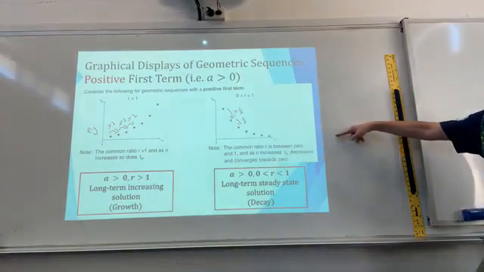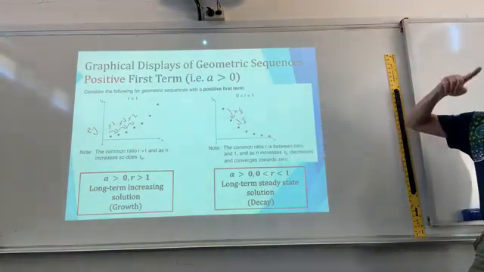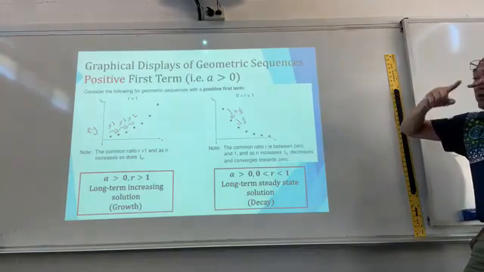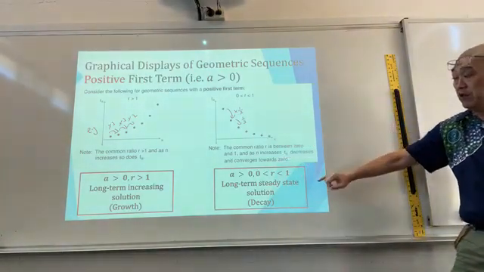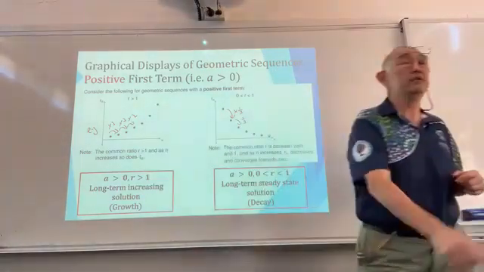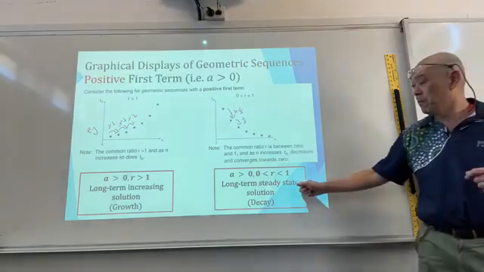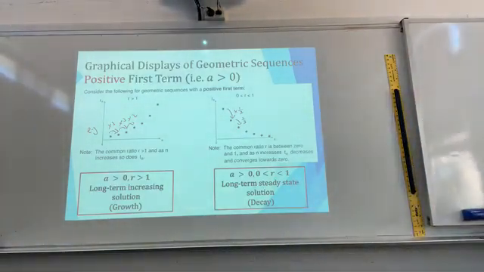The reason why I say steady state is because it's approaching 0. All right? It's approaching 0, and it will go on and on, and it will have a number which will not change much. It's getting closer and closer to 0. So you've got a long-term steady state solution, and you've got a long-term increasing solution. All right? Any question before I move on?